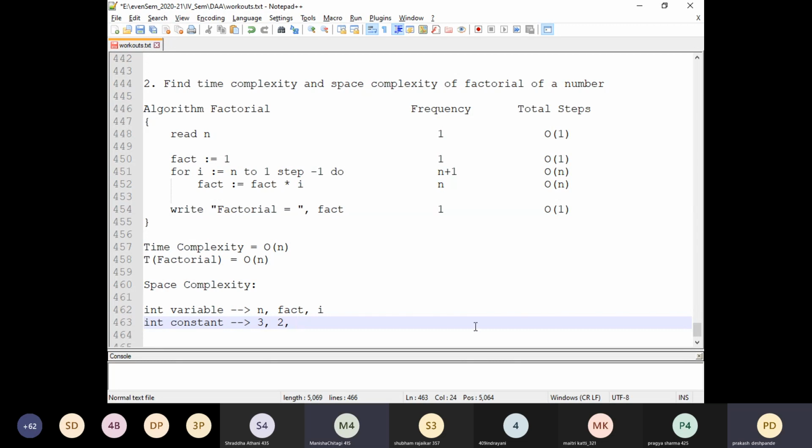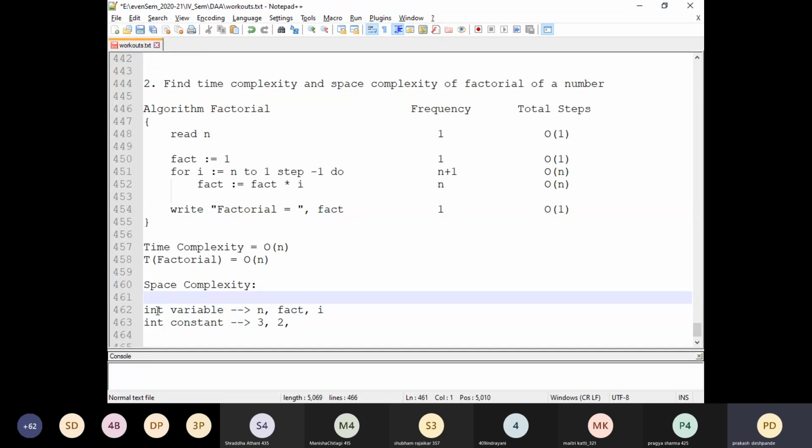N is the constant. I and fact will be changing, right? I and fact we have considered. See, here we are trying to find out the space. Space in the sense, if in that particular algorithm we use any variable, we require a memory space to store that. If we use any constants, then we require certain memory to store those constants, right?